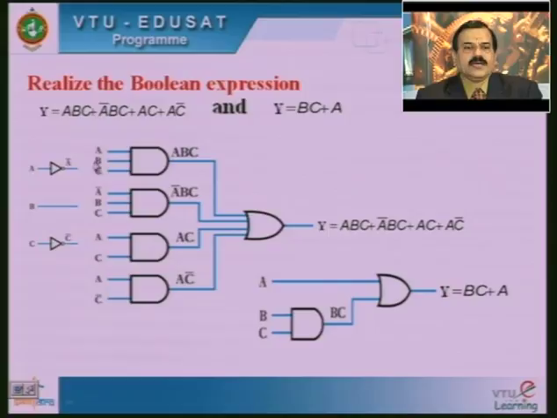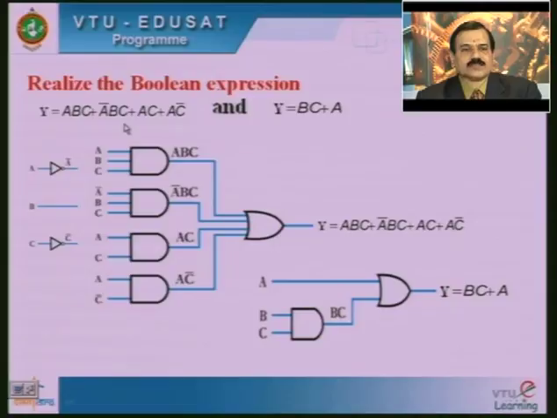So, for the first term, A, B, C, all three are connected to the AND gate, and here a 3 input AND gate is considered. The output is the multiplication of all three variables. Therefore it is A into B into C, which satisfies the first part of our equation Y.